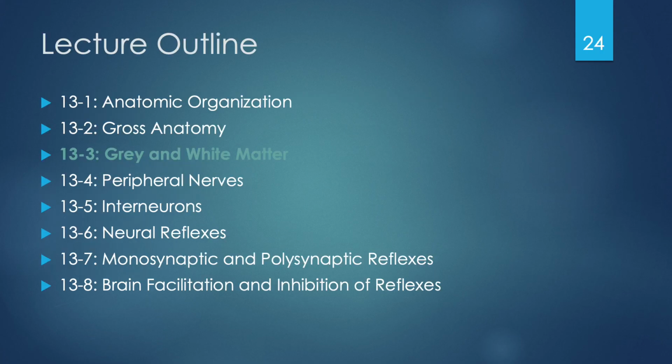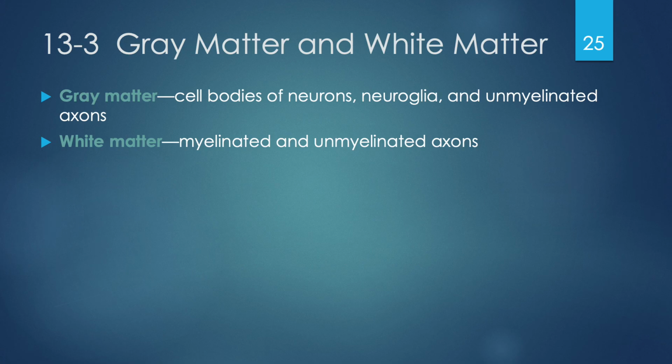Let's move into section 13-3 and discuss gray and white matter. Just a quick reminder on the difference between gray matter and white matter before we go any further. Gray matter is composed primarily of cell bodies of neurons, neuroglia, and unmyelinated axons, whereas white matter is going to be composed primarily of myelinated and unmyelinated axons.